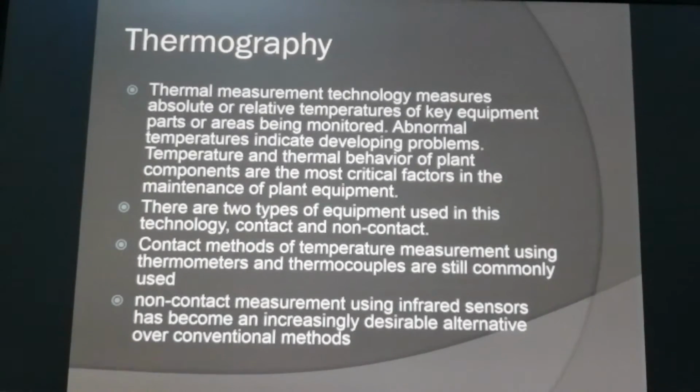And then thermography. Thermal measurement technology measures absolute or relative temperatures of key equipment parts or areas being monitored. Abnormal temperatures indicate developing problems. Temperature and thermal behavior of plant components are the most critical factors in the maintenance of plant equipment. There are two types of equipment used in this technology: contact and non-contact. Contact methods of temperature measurement using thermometers and thermocouples are still commonly used, and non-contact measurement using infrared sensors has become an increasingly desirable alternative over conventional methods.